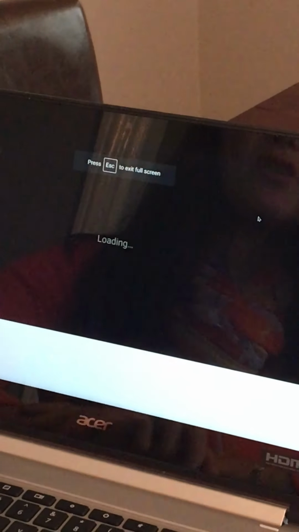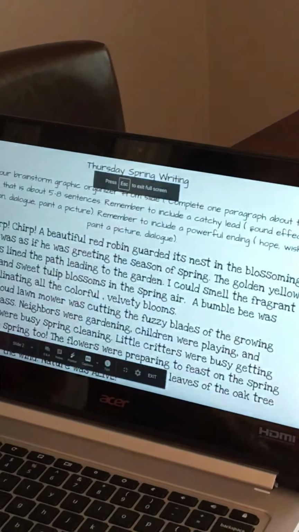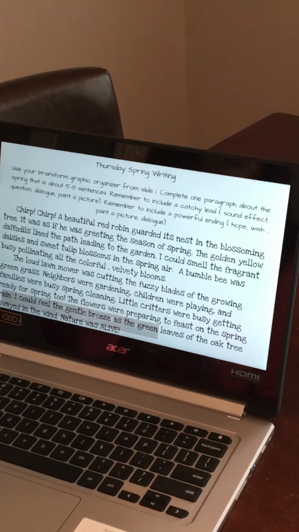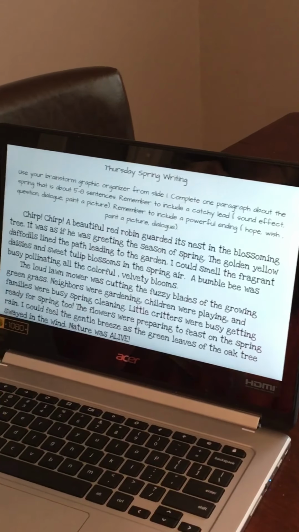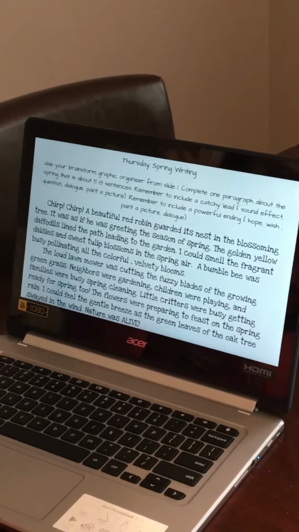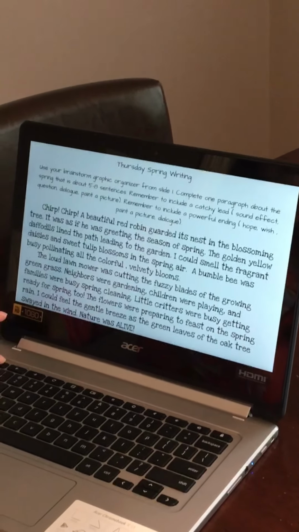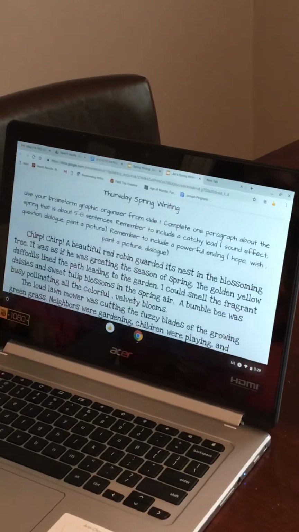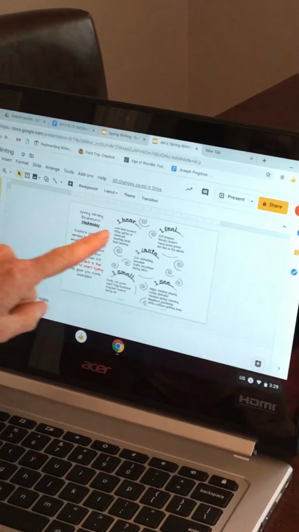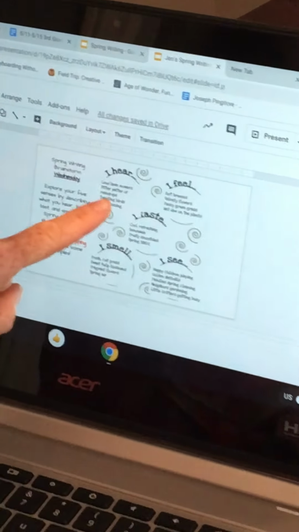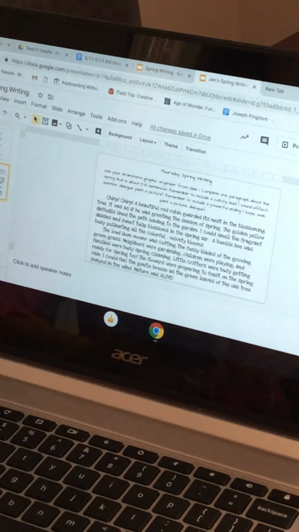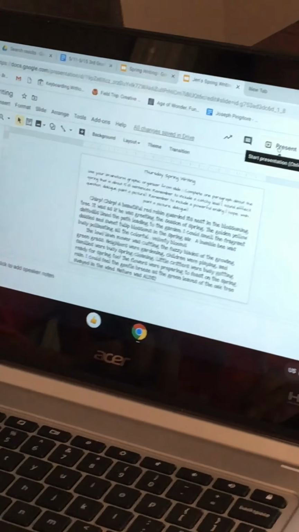So my writing starts, boys and girls, with "Chirp, chirp." And I hope that you can identify my catchy lead. I used a sound effect lead. And I know that when I look back at my graphic organizer, I can start with the sound. And I can see I have tweeting birds in here. So maybe that's how I wanted to start my writing, with a little bit of sound.